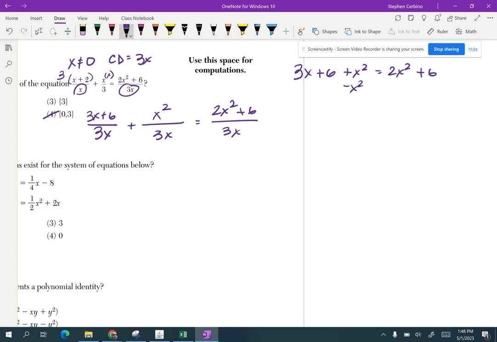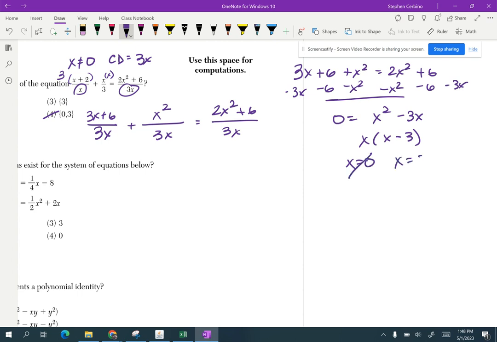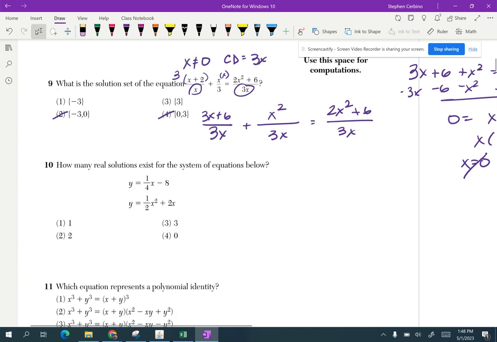I'm left with just the equation 3x plus 6 plus x squared equals 2x squared plus 6. If I start moving terms around to make this equal to 0, I get 0 equals x squared minus 3x. Two terms, GCF that guy, and you get x equals 0, which we already know is rejected, and x equals 3. Now, since this is multiple choice, you have to remember too, the answer is right there in front of you. So if you are eliminating the zeros because you remembered the undefined part, you then can plug the two other choices in and see which one works.